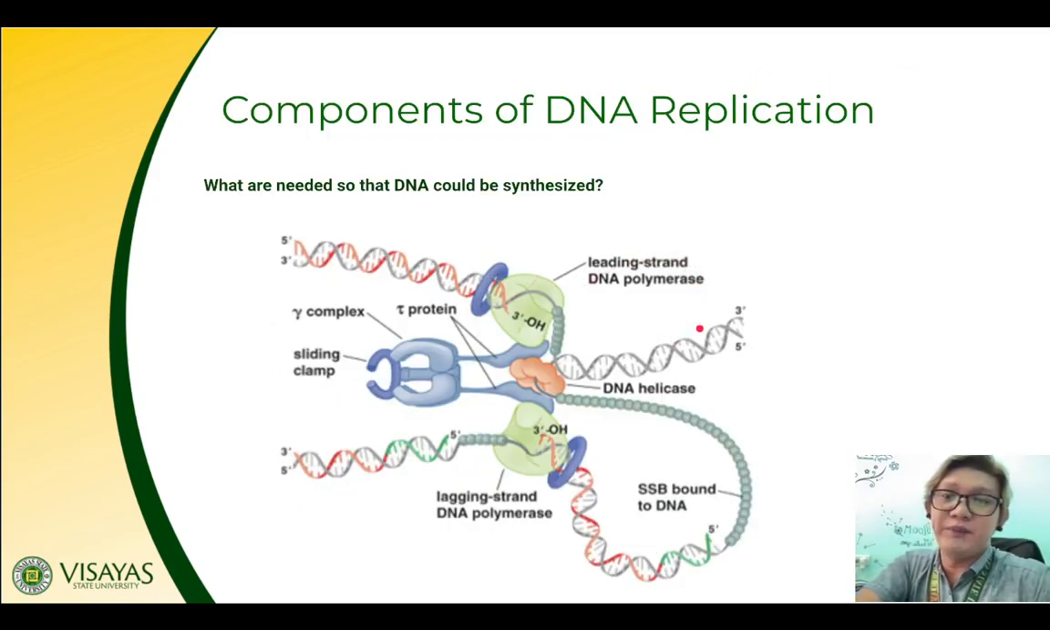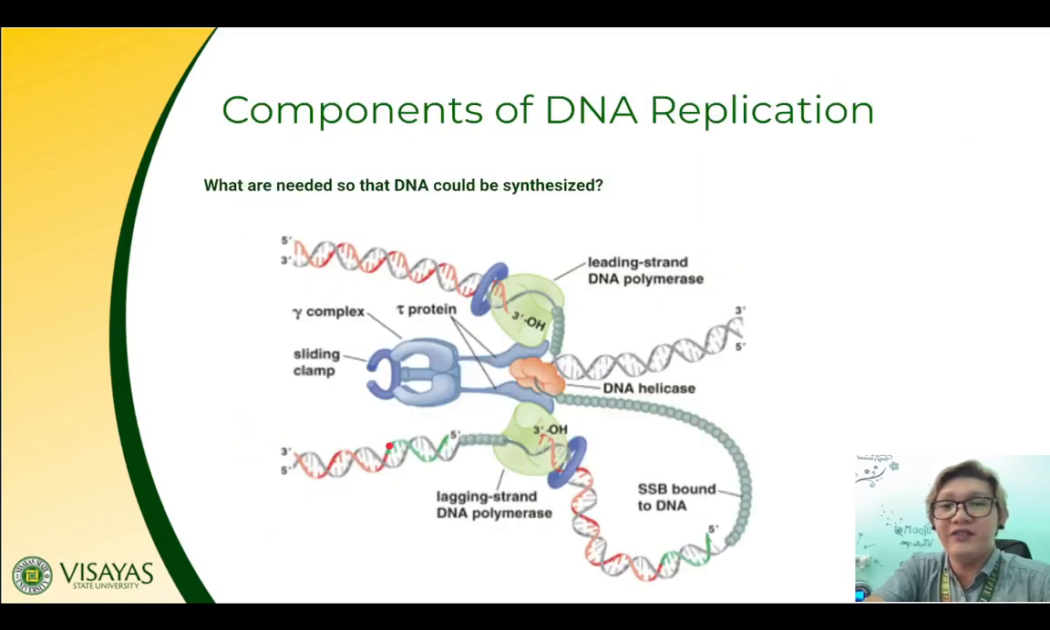So what are the different components of DNA replication? They need a DNA helicase. The helicase is the one that unwinds the double-stranded DNA. Then the DNA polymerase, the one that adds the DNA nucleotide. There are also single-strand binding proteins that will protect the exposed single strands of the DNA because that is prone to degradation. So they need to be coated with this SSB, or single-strand binding proteins. Okay.